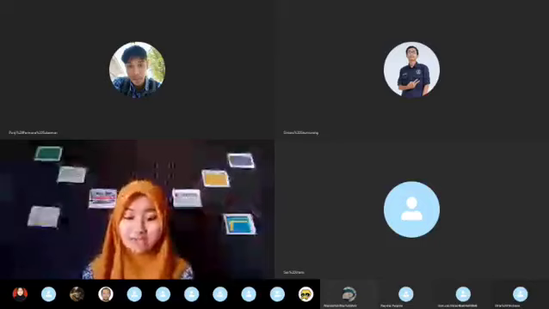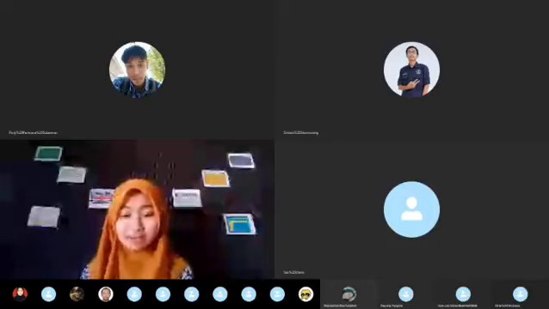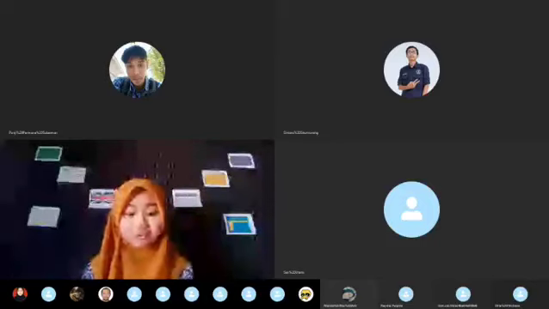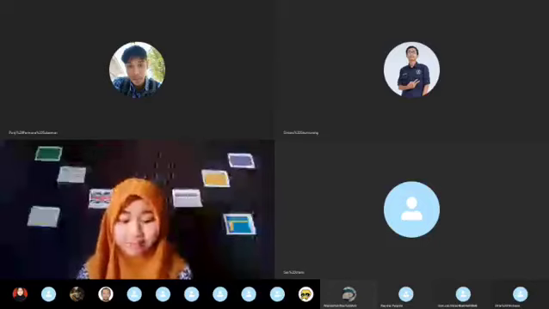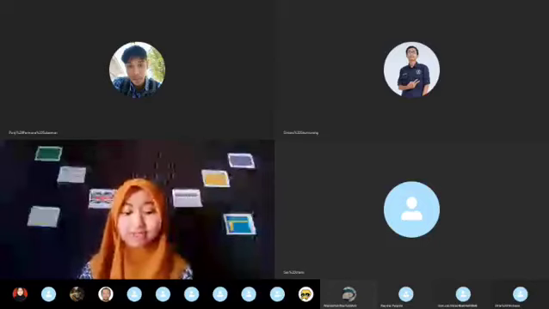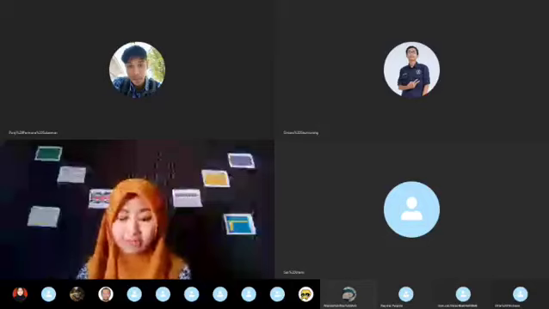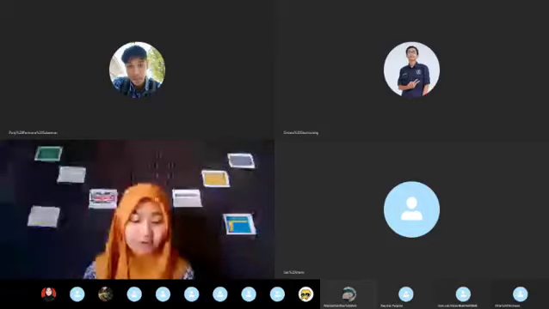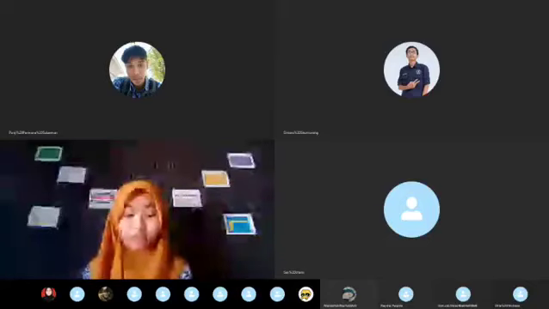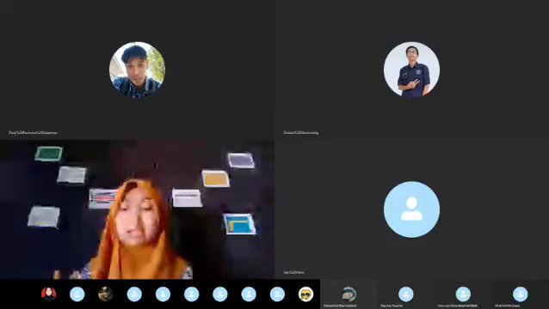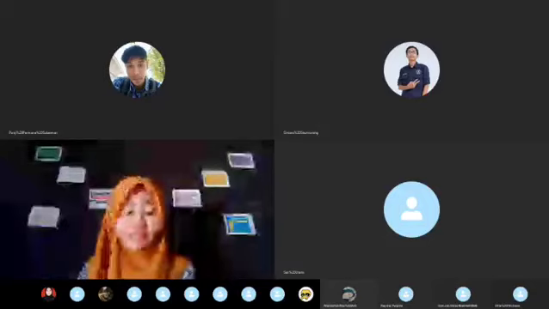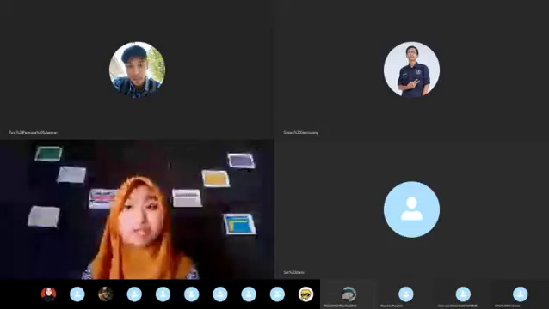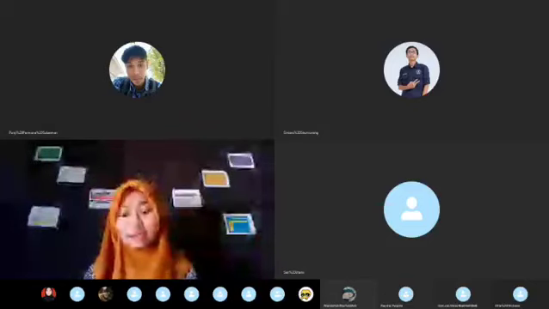And then from Sintaro, the difference of past and present continuous. Past continuous is used for an action that lasts for some time and is interrupted by another action. And present continuous is used for an action happening now and future plans. And then the last is about degree of comparison. It is superlative, comparative, and positive degree.